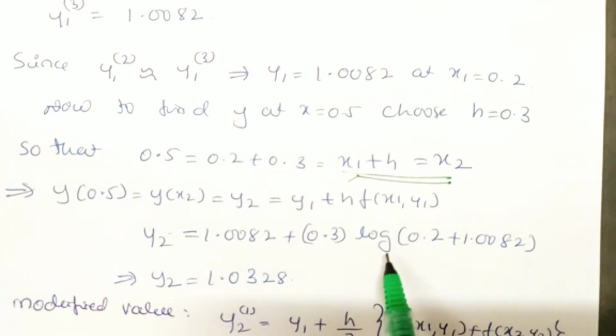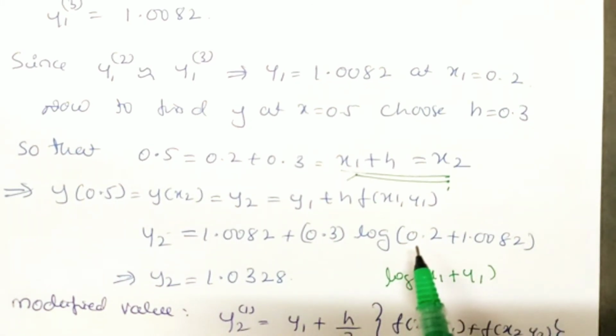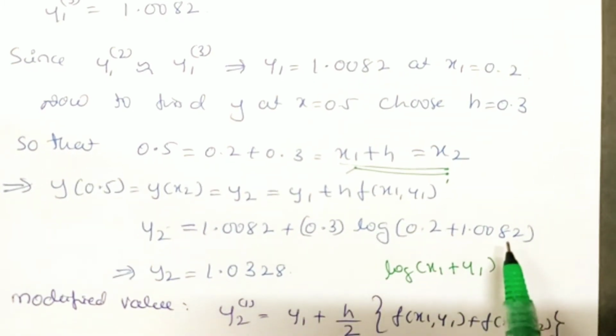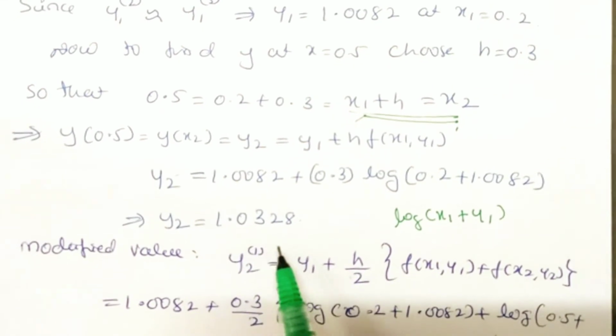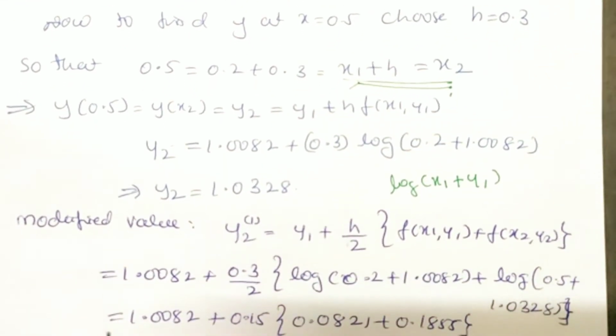Here you have to apply the definition of f of x y, it is nothing but log of x1 plus y1, because that is the definition of f of x1 y1. Substitute the values: x1 is 0.2 and y1 is 1.0082. After simplification you will get this value as 1.0382. Next you have to improve this value.